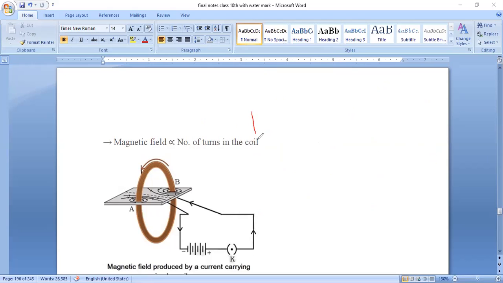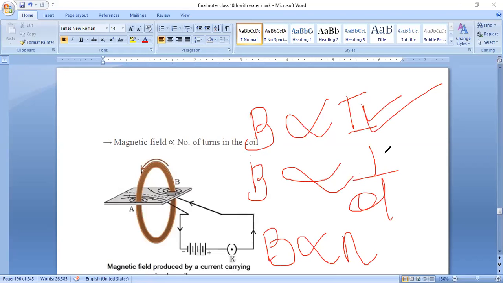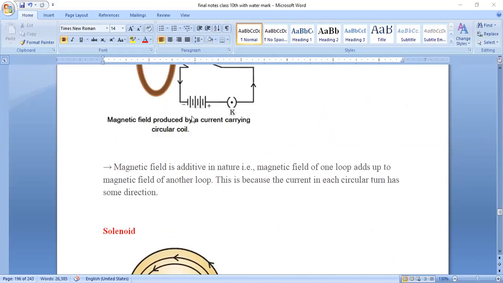So first, the magnetic field is directly proportional to what? The strength of current. Second, the magnetic field is inversely proportional to distance from the conductor. Third, the magnetic field is directly proportional to the number of turns. Directly means if one is increasing, the other quantity will also increase parallelly. If one is decreasing, that quantity will also decrease.